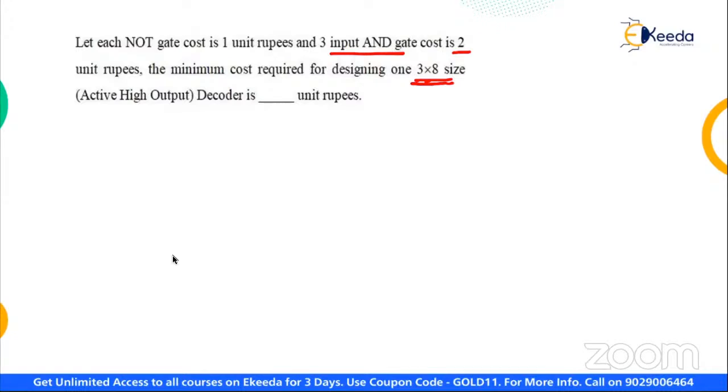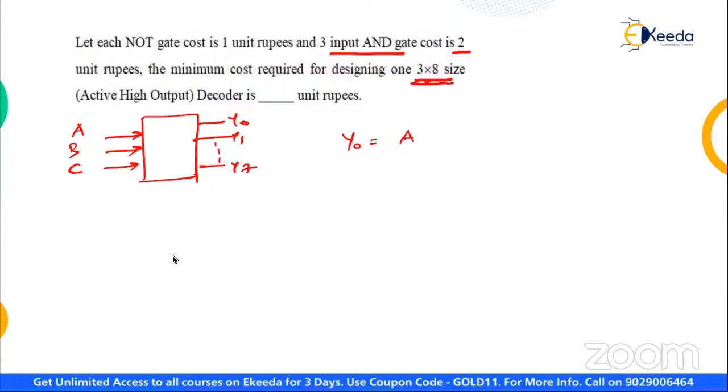So for the 3:8 decoder, if you got 3 inputs as A, B, C and 8 outputs, Y0, Y1, up to what? Y7. So if you look at Y0, what is Y0, guys? It is simply A bar, B bar, C bar. Okay, because for 0, 0, 0, you get Y0 to be 1.